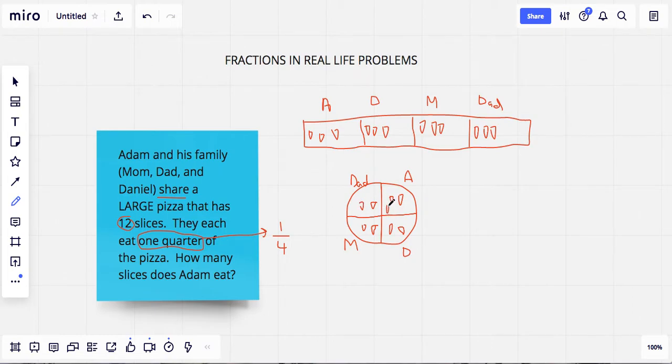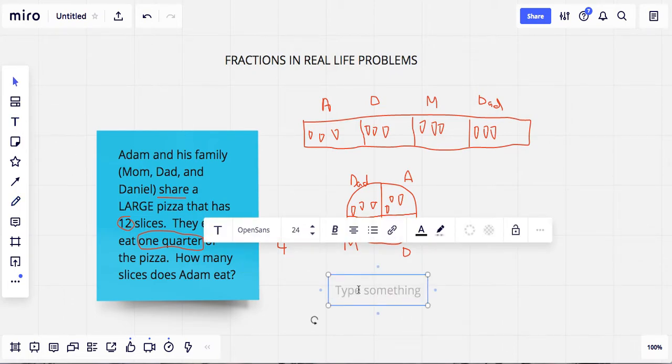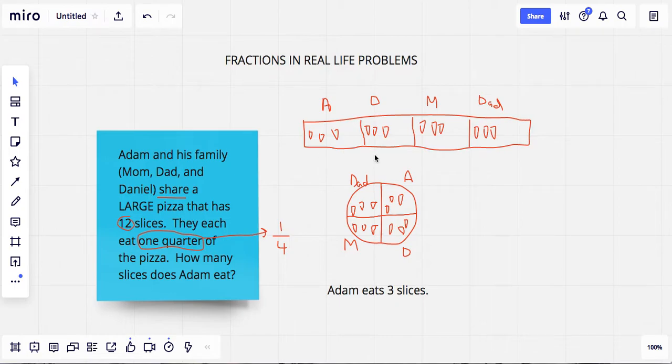And I could go about it this way as well. Okay, and then same thing, you would find out that in the end, both answers are the same, and that they're each eating 3 pieces, but we know that we're focusing on Adam here, so Adam eats 3 slices. Okay, so there's an example again of doing a whole bar of 12 slices, dividing that bar into the number of fractional parts that we need. We needed fourths, right? And then splitting up the pizza accordingly. Let's go to another problem.